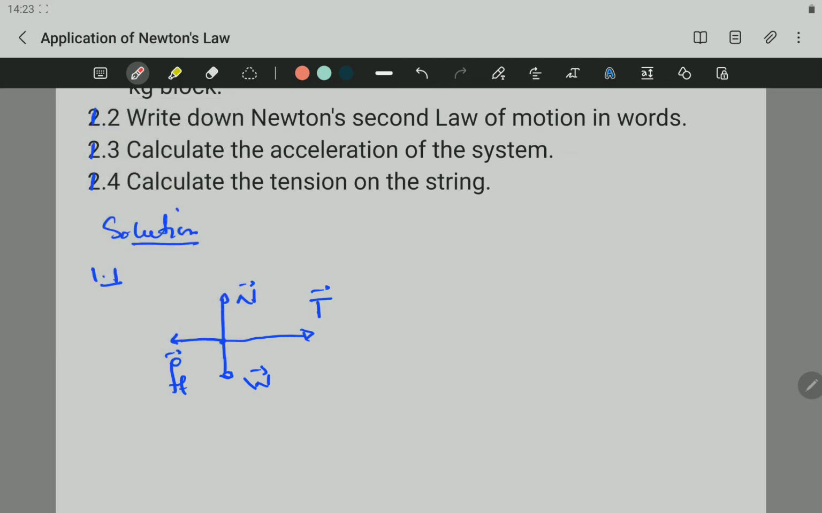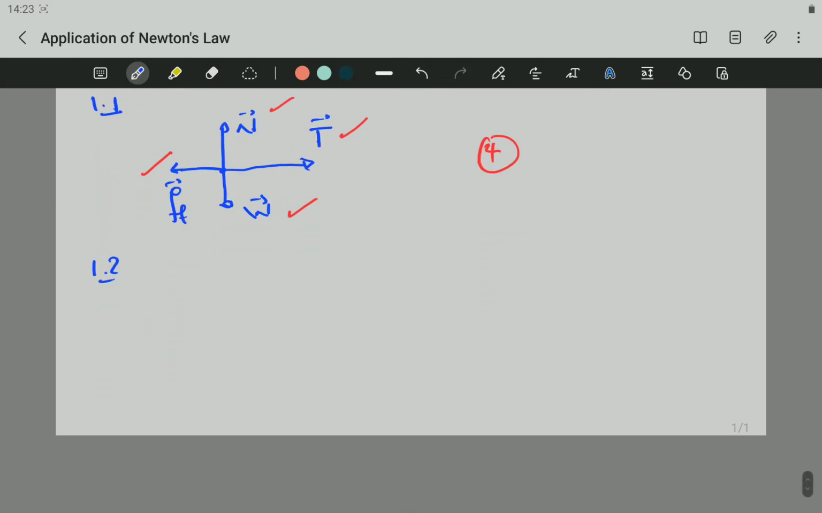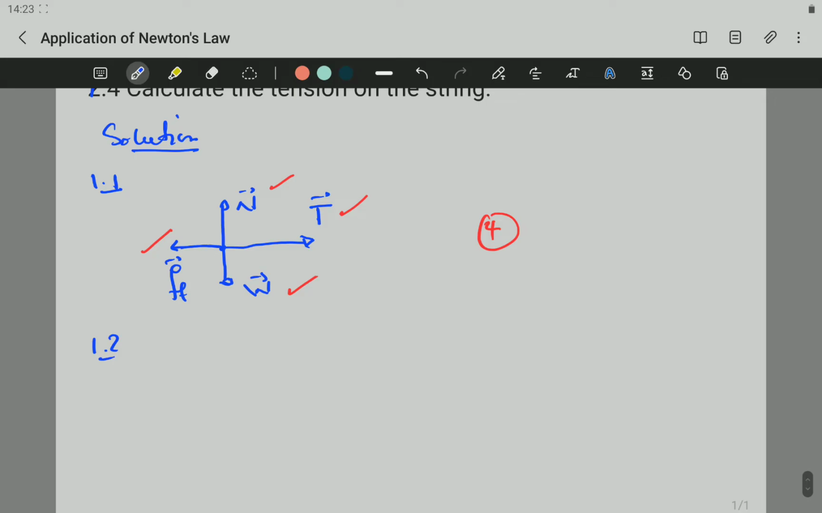If this was for marks, you would get 1, 2, 3, and 4 marks for drawing the free body diagram. Okay, let's go to question 1.2. Now, question 1.2 said, write down Newton's second law of motion in words. So I'm going to write the definition, and I'll be back in just a second.